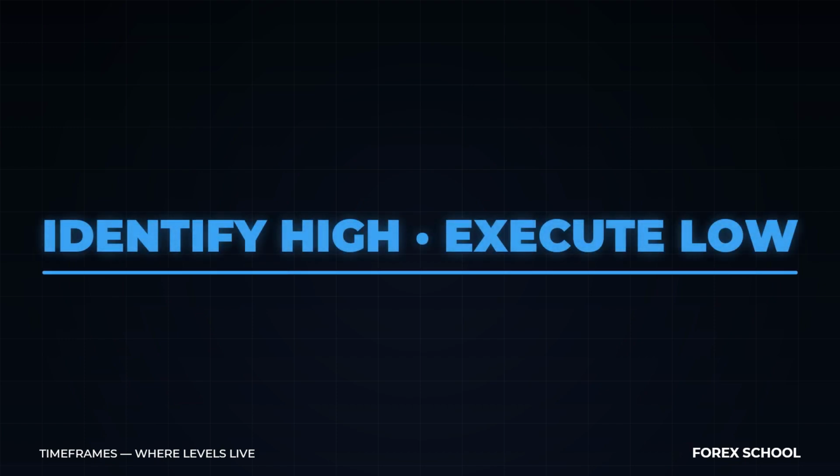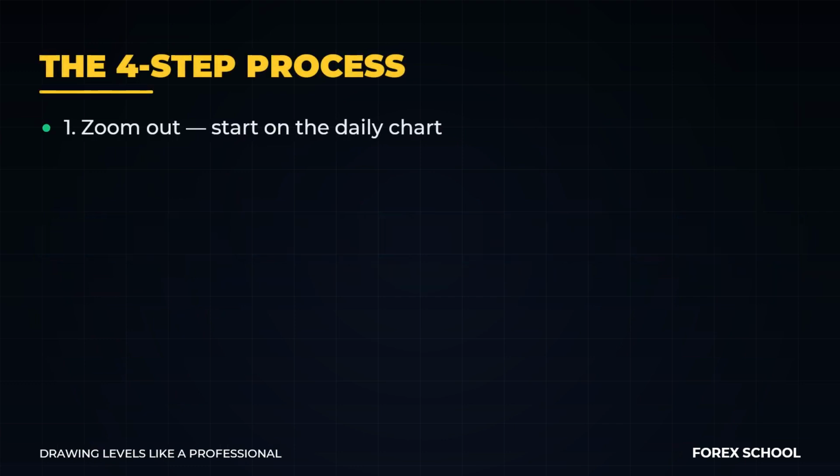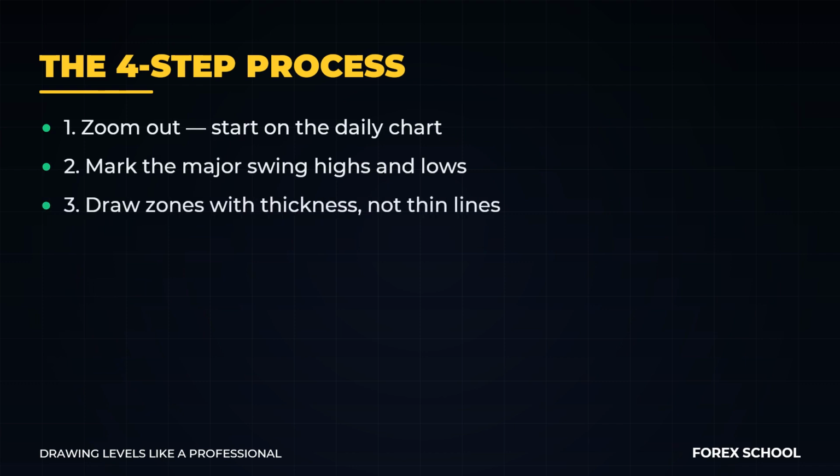Burn this into your process: identify on the high time frame, execute on the low one. Time to get practical. Here is the professional process for marking levels, in 4 steps. Step 1. Zoom out. Start on the daily chart. The levels everyone can see are the levels that matter.